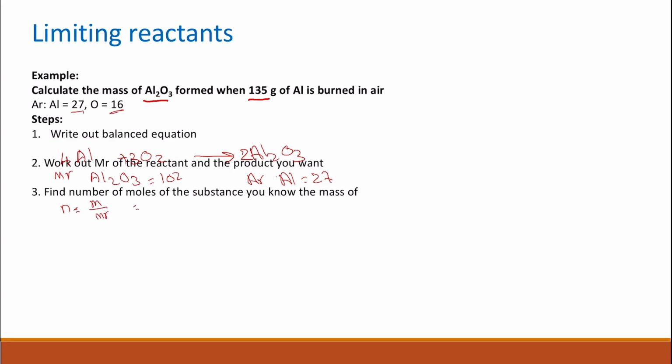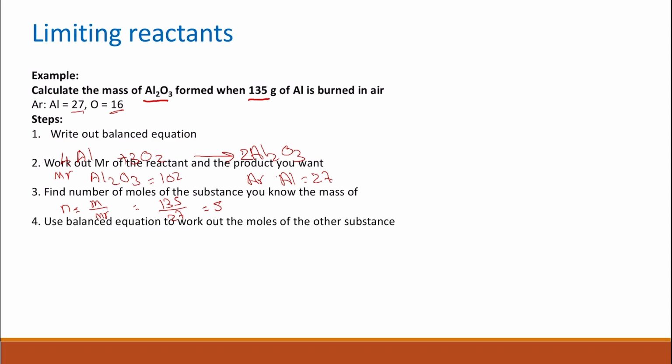So this is 135 gram divided by 27, which is the relative atomic mass for aluminum. So this is 5. The number of moles of aluminum that has reacted is 5.